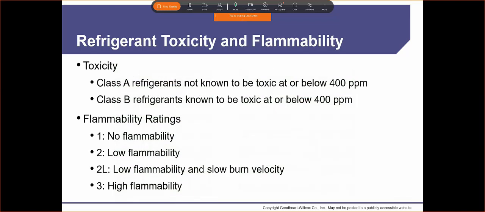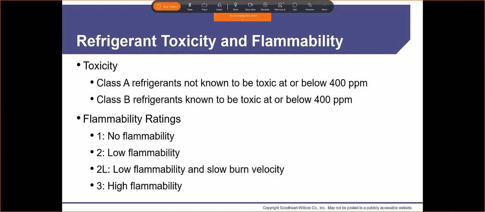Toxicity and flammability. Class A refrigerants are not known to be toxic at or below 400 parts per million. All right, well, that's good. Class B refrigerants are known to be toxic at or below 400 parts per million. So we've got different levels of toxicity based on the refrigerant type. Not only do we have to worry about it potentially poisoning us, we also have to worry about it potentially exploding in our faces.